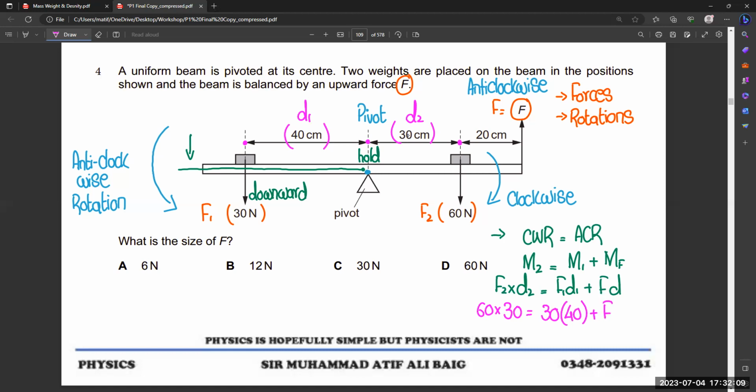F is unknown. And what is the value of D, the moment arm for this unknown force? 50. Most of the students get confused with this 20, right? But always remember, you need to measure from the pivot point. So from the pivot point, you need to choose this whole length over here, which is equal to 50.